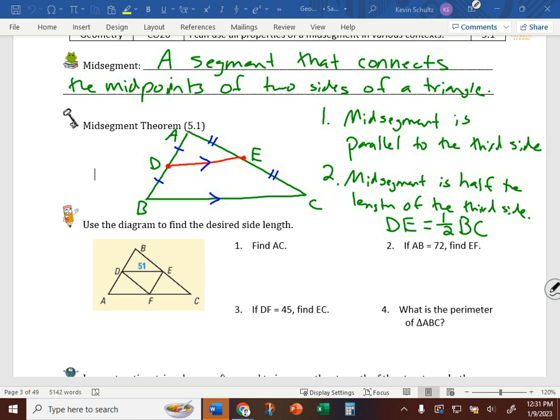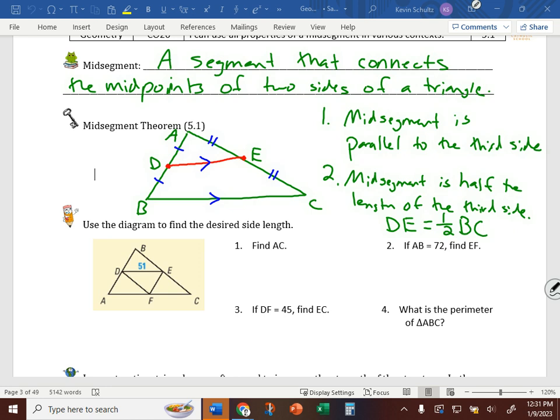Why is it 1/2? It has to do with the fact that it's connecting the midpoints here, and midpoints being half of those sides. Okay? Did you hear what I said? Because it's connecting the midpoints of those two sides, and mid all having to do with middle half, its length will be half the length of that third side.